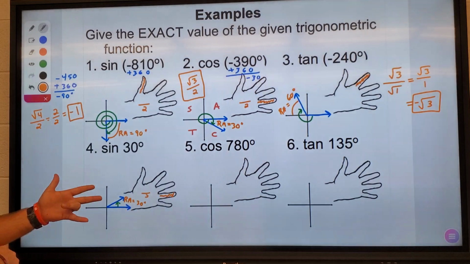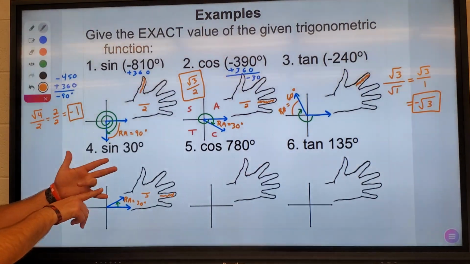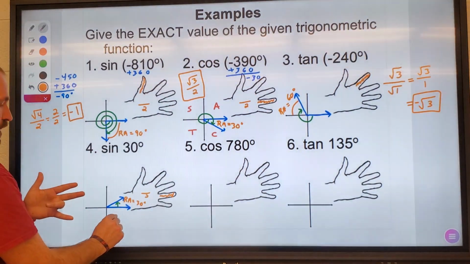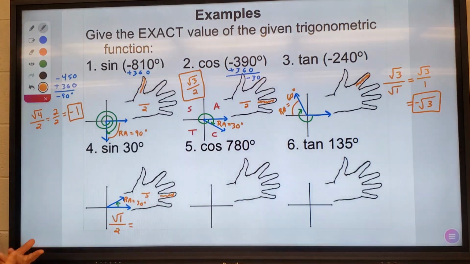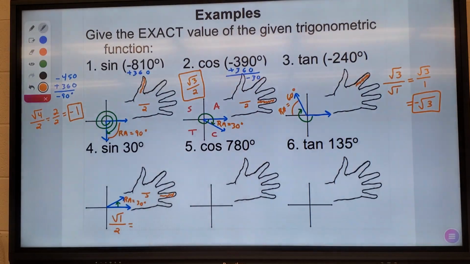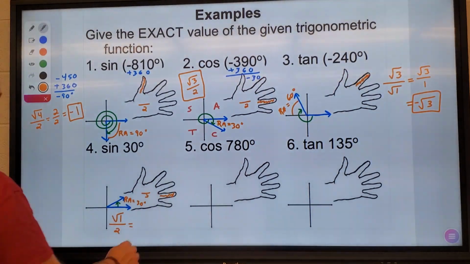Sine was the square root of the fingers below. So I just count the numbers below. So I have the square root of 1 over 2. Again, simplify. So the square root of 1 is 1. So that gives me 1/2.